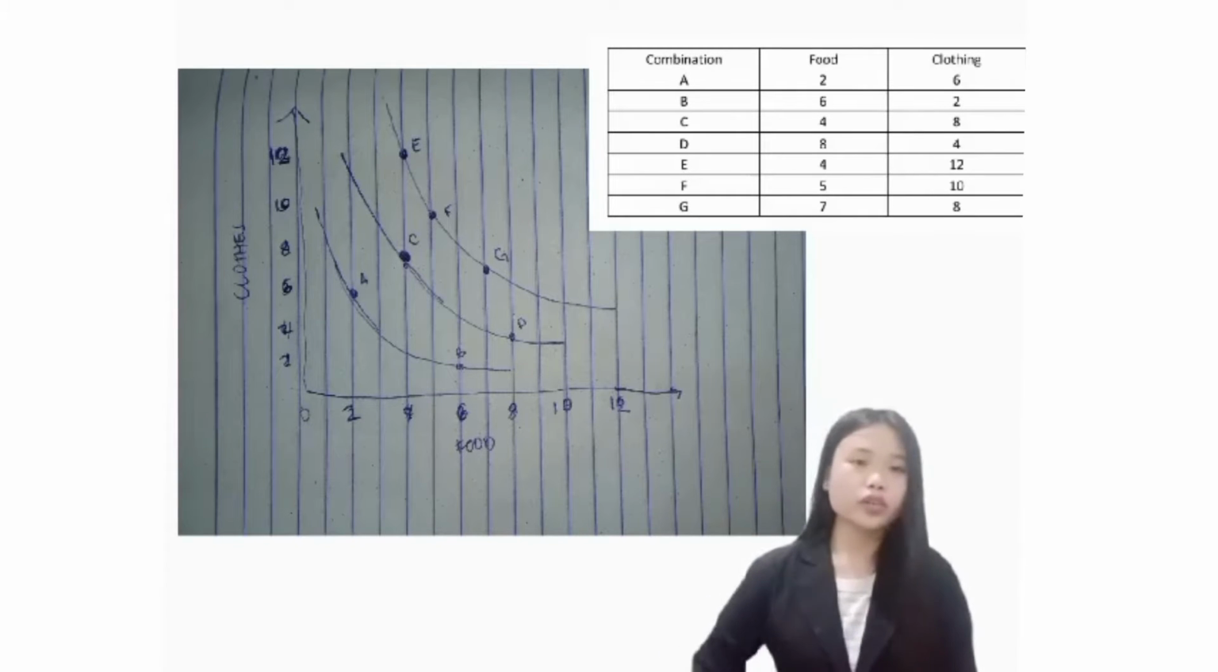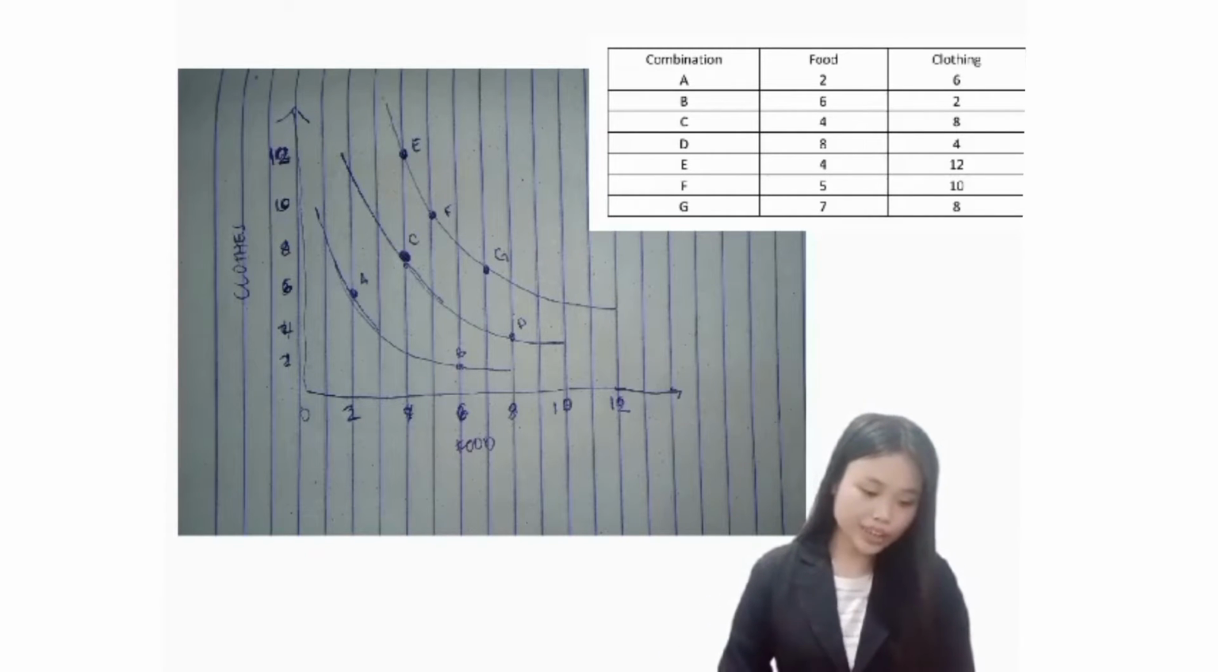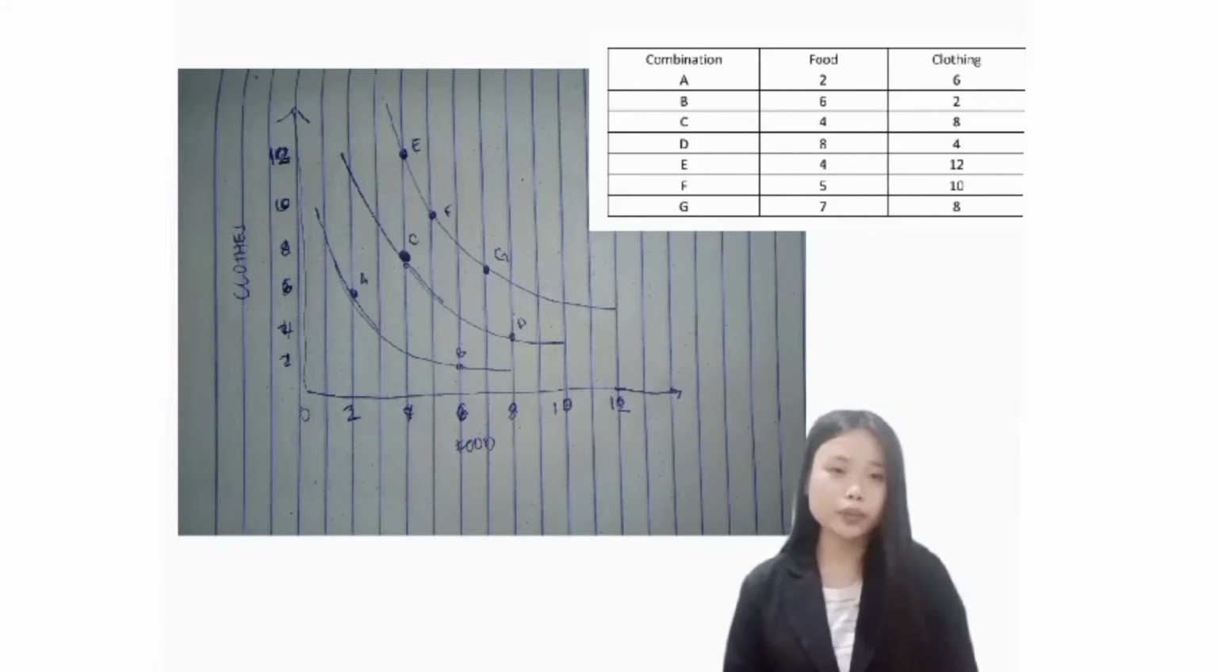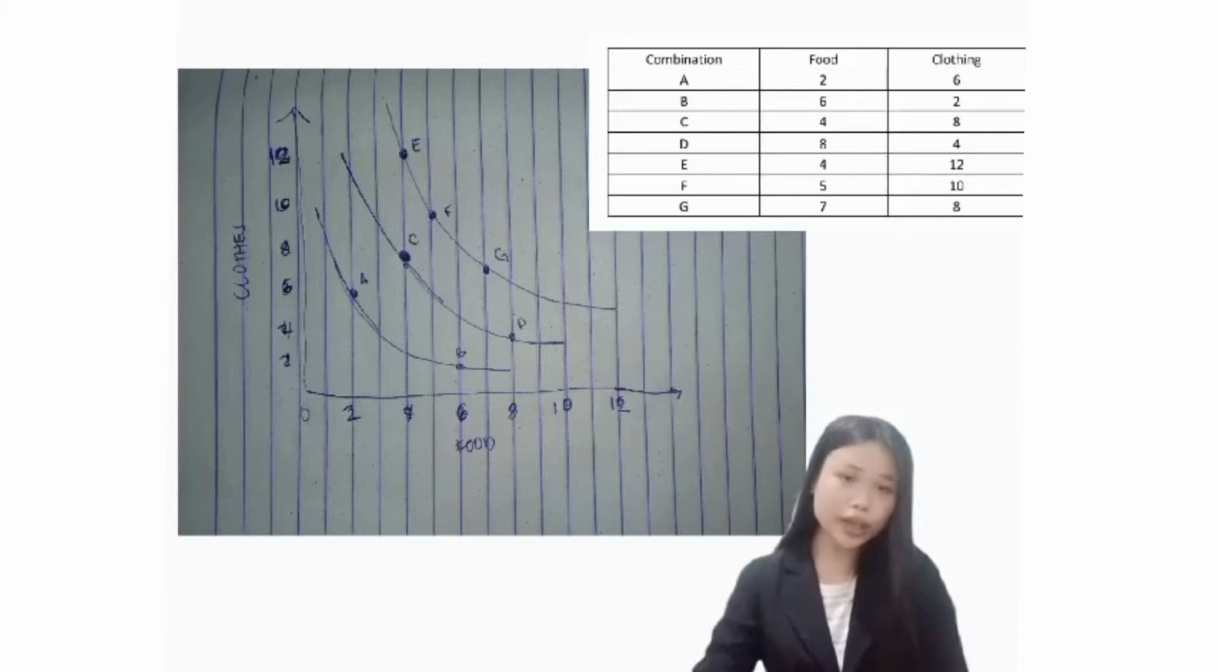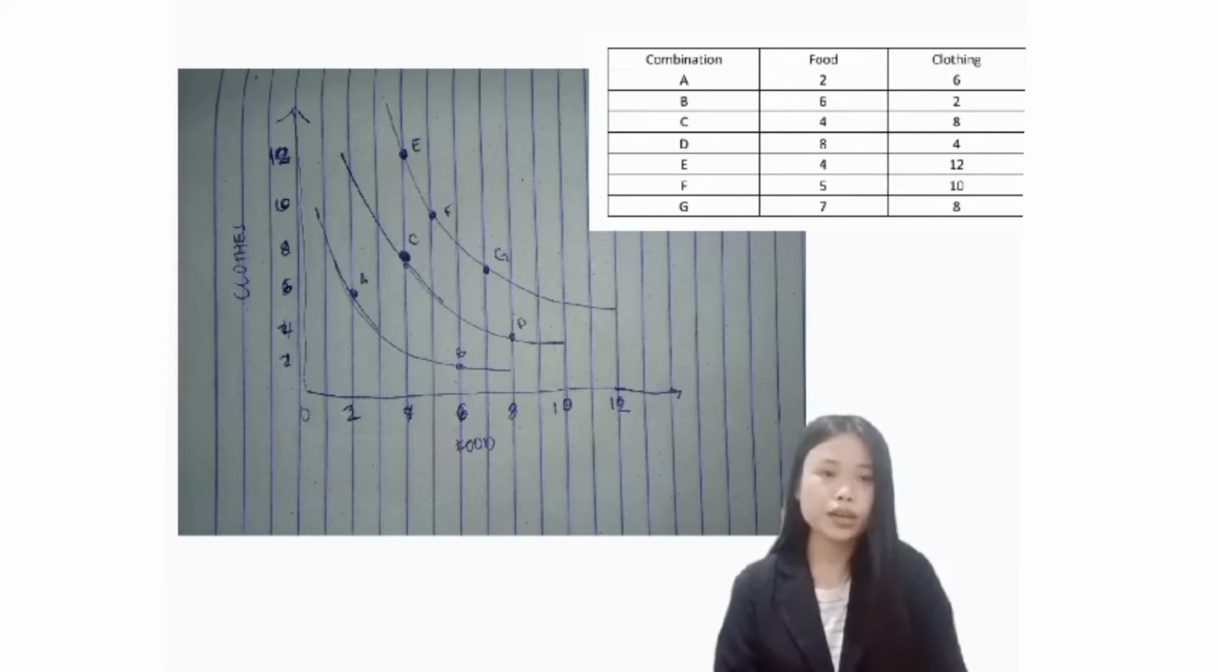Now, if we look at the indifference map, let's compare point A and point C. Both of them will give different satisfaction because A is located on IC1 and C is located on IC2. But here, we can see that there's point A and point B. They have different numbers, but still, they can give the same satisfaction because they're both on IC1.